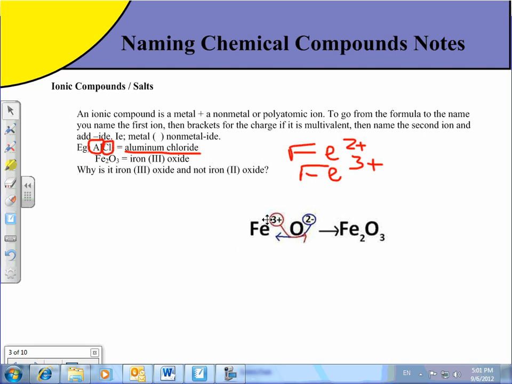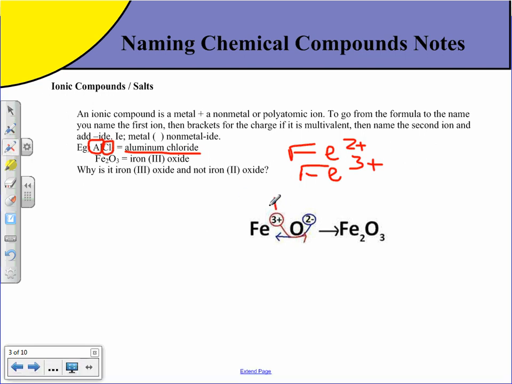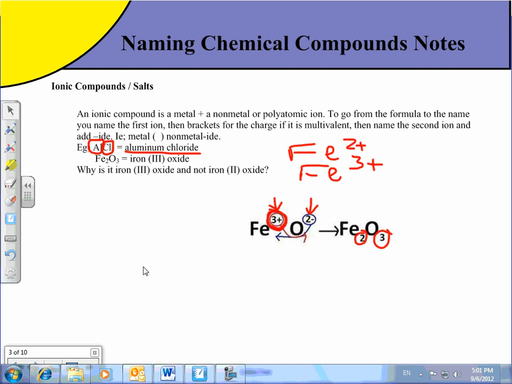Okay, and what we do is this crisscross motion here, where we take the charge of the iron and put it as a subscript to the oxygen, and we take the charge on the oxygen and put it as a subscript for the iron. This is just showing the charge amounts, okay? And this actually means that we're using iron 3, all right? We'll talk a little bit more about this in class.